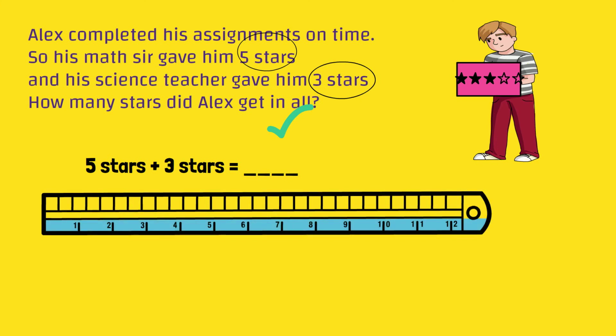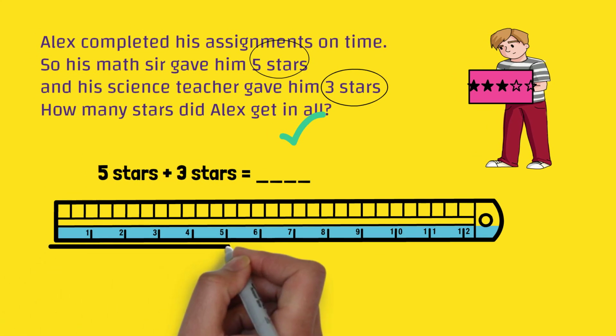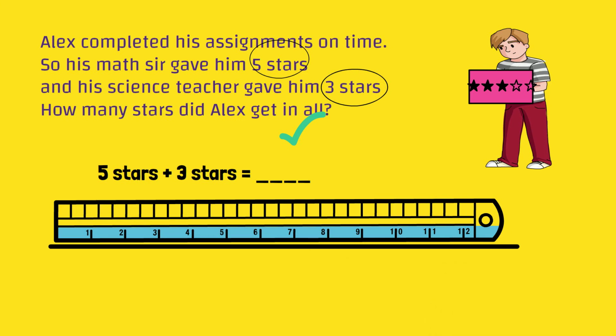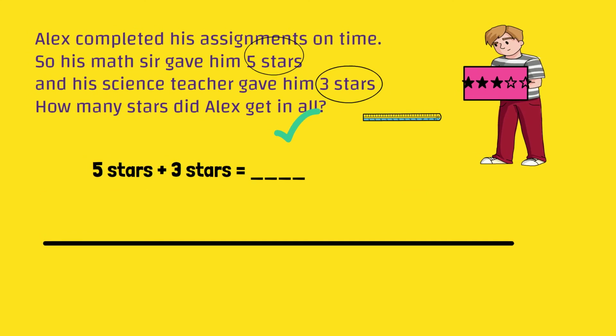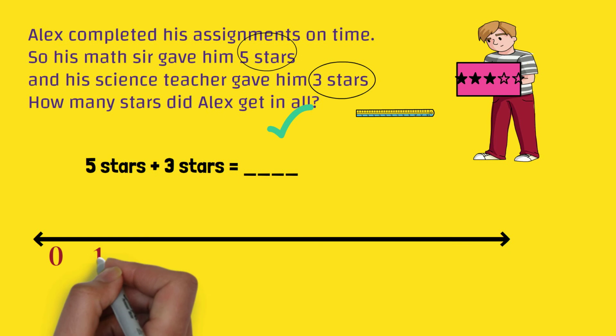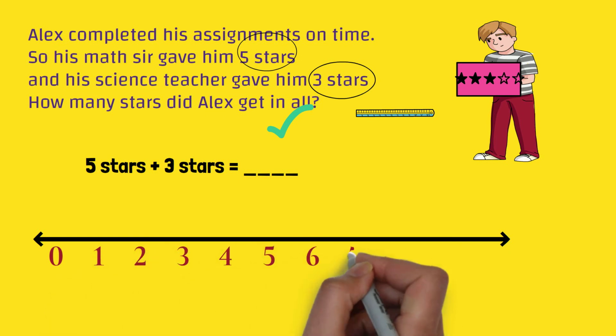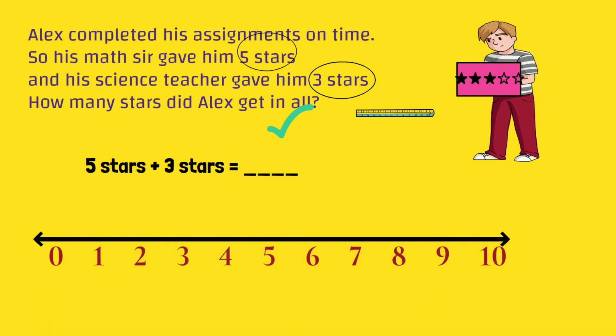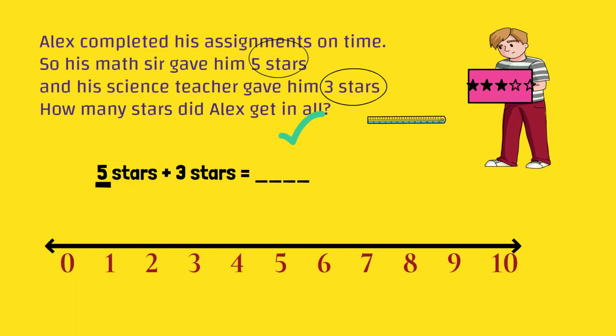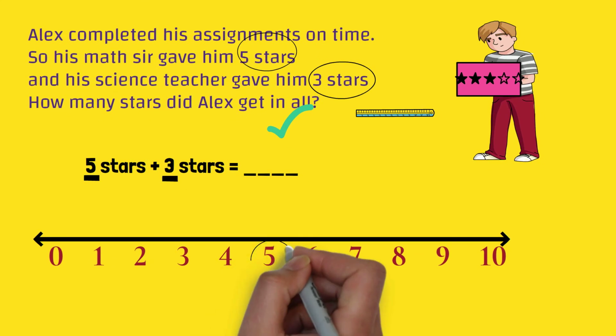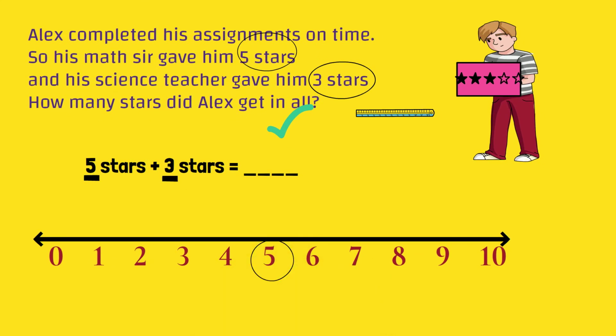Draw a number line with the help of a ruler and write the numbers 0 to 10 at equal distance. We need to add 5 and 3. First, find number 5 on the number line. After finding, circle number 5.